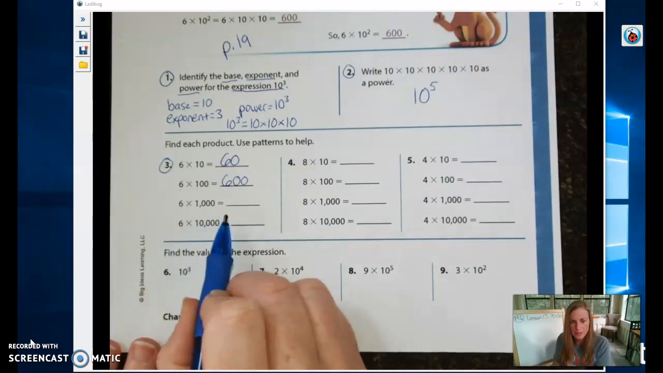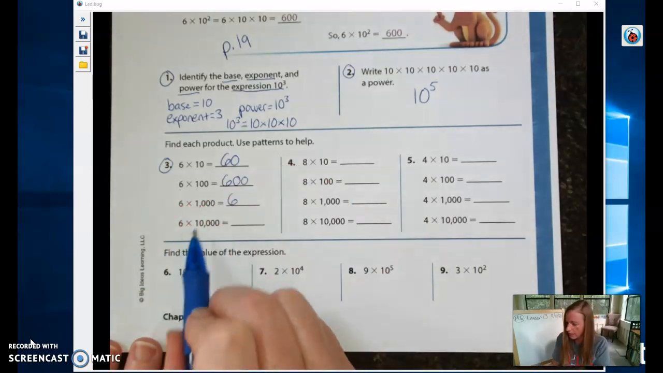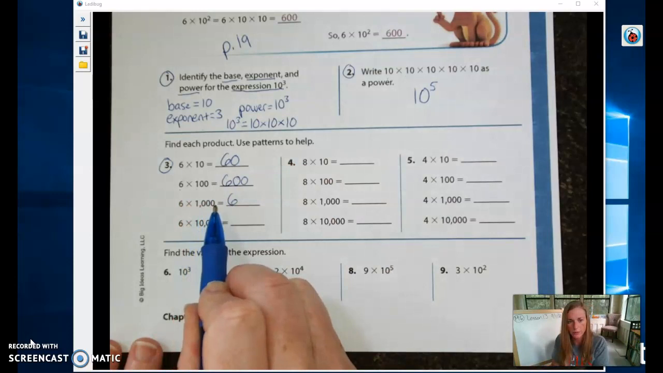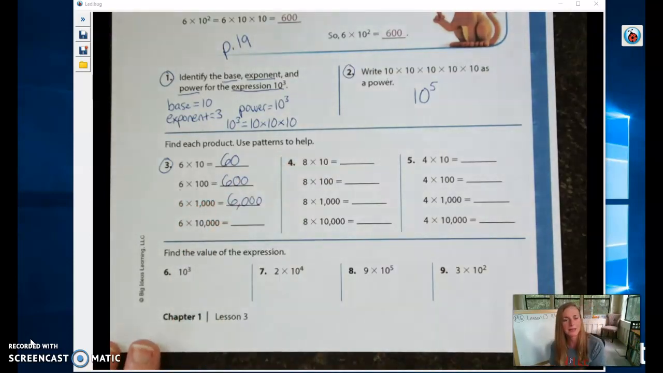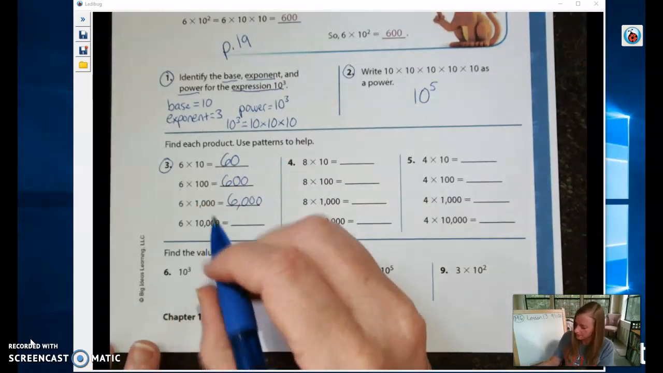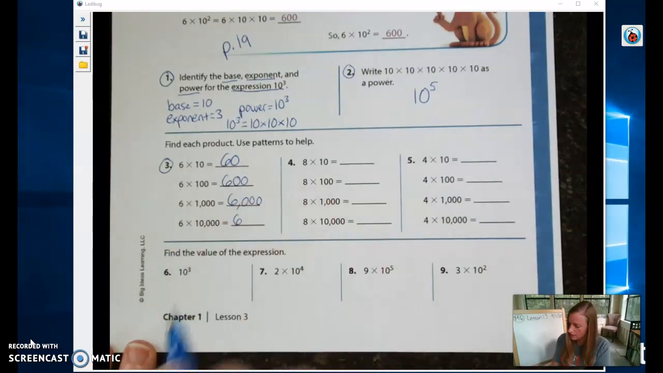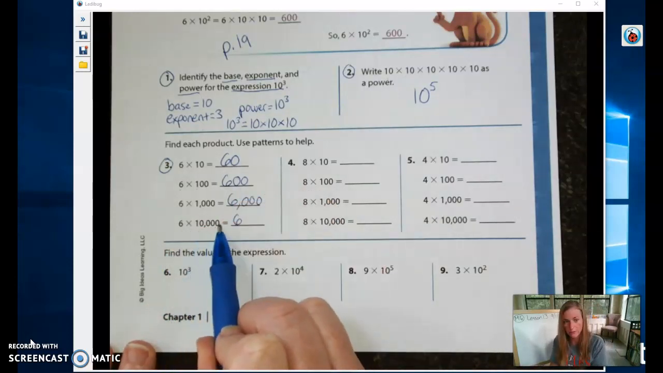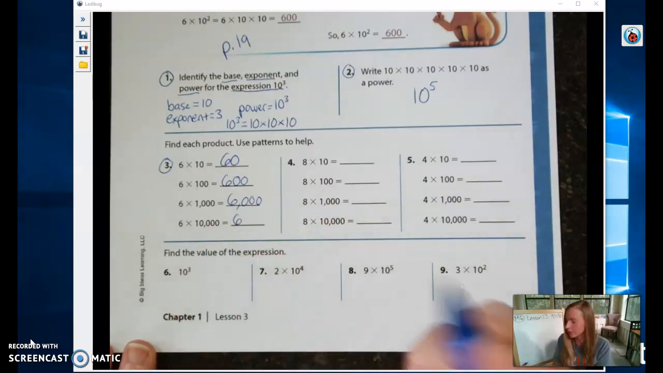6 times 1,000, well, we go 6 times 1 is 6, and then there are 1, 2, 3 zeros. So we put 3 zeros on the end to get 6,000. Finally, 6 times 10,000. Again, we look, 6 times 1 is 6. There are 1, 2, 3, 4 zeros on the end. So we put 4 zeros after our 6.